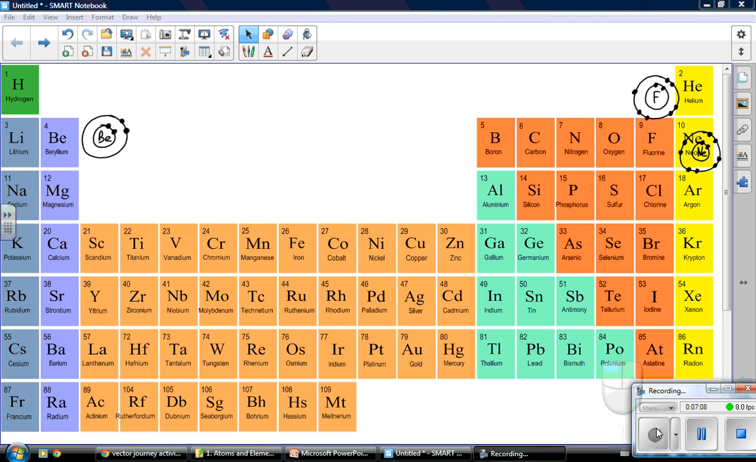Let's do one more shell diagram. Let's take a look at sodium. All right, so where's sodium? What number is that? Number 11. Okay, so sodium has how many protons? 11. And if it's electrically neutral, how many electrons? 11. How many on the inner shell? 2. On the second shell? 8. On the outer shell? 1. So it's got 3 shells, right?